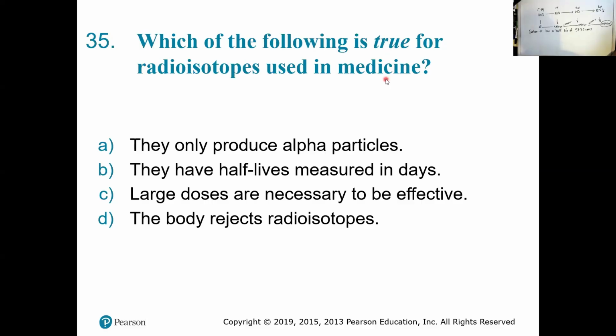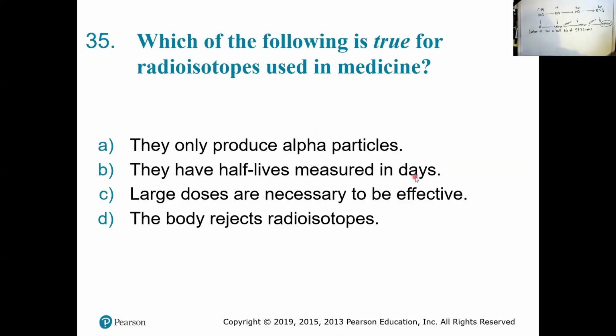So remember what we talked about in terms of radioisotopes and what kind of radioisotopes we're going to want to use in our bodies. We're going to want any radioisotopes that have short half-lives, that are not going to linger. Okay. This first statement, they only produce alpha particles. We definitely don't want alpha particles rolling around in our body. Alpha particles are big, they're going to cause a lot of damage.